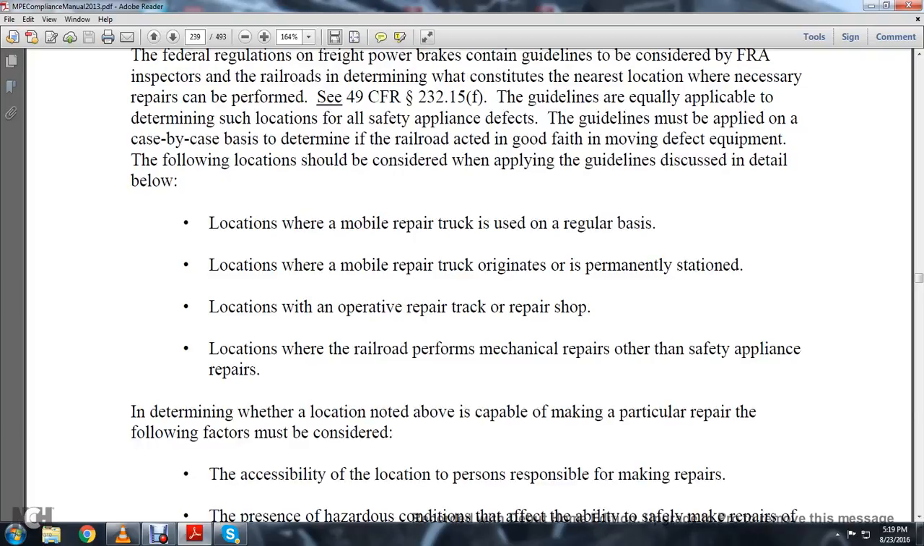The following locations should be considered when applying the guidelines discussed in detail below: locations where a mobile repair track is used on a regular basis; locations where a mobile repair track originates and is permanently stationed; locations of an operative repair track or repair shop; and locations where the railroad performs mechanical repairs other than safety appliance repairs.